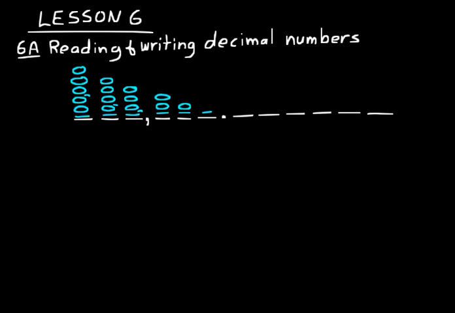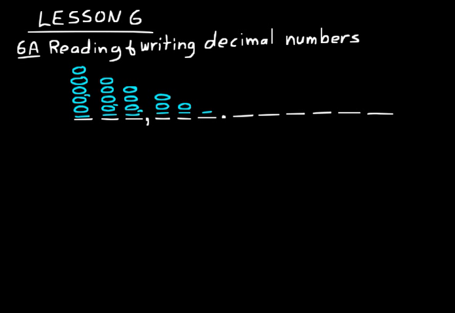In Lesson 6 we'll be working with decimal numbers, and the first part is on reading and writing decimal numbers. Now in Lesson 1 we discussed place value and reading and writing whole numbers. It'll be a similar idea here, except we'll be working with decimal numbers. And I've written on the board some of the place values that you're familiar with, like the ones, tens, hundreds, thousands, 10,000s, and 100,000s places.